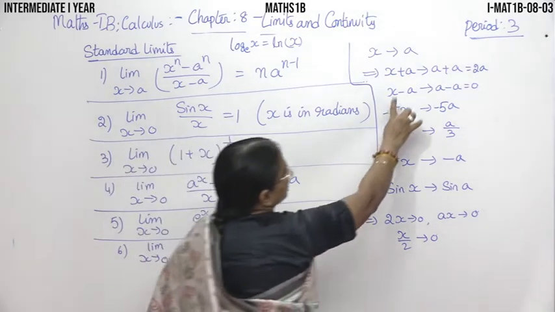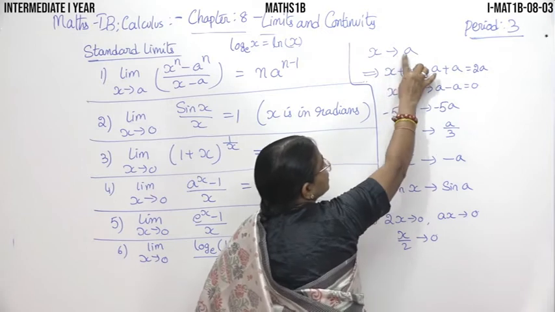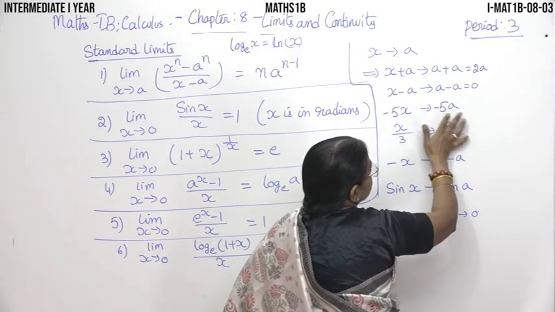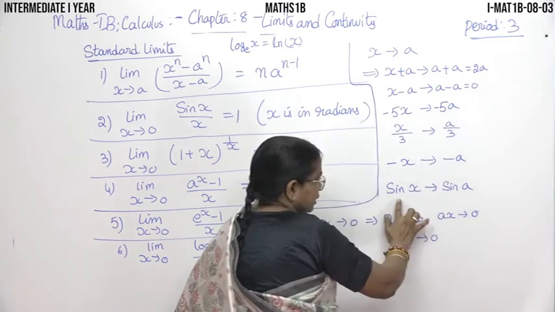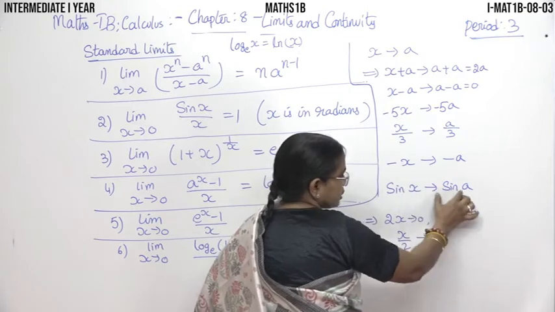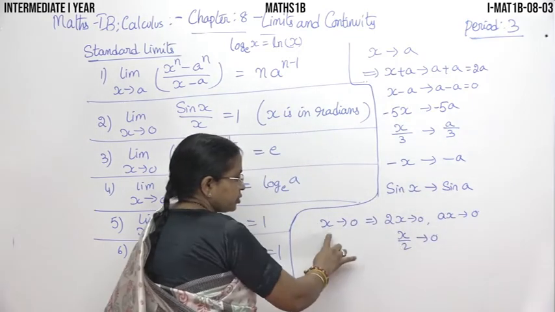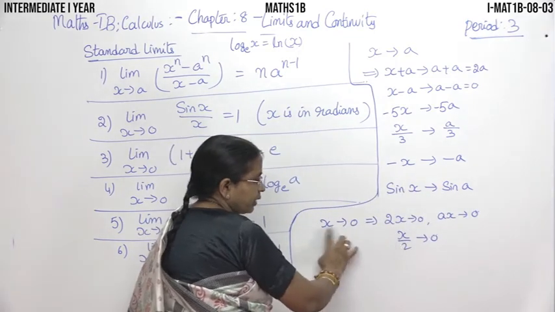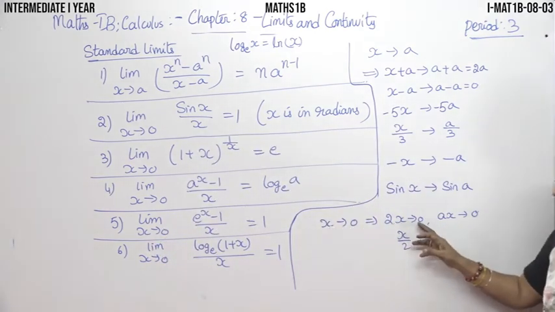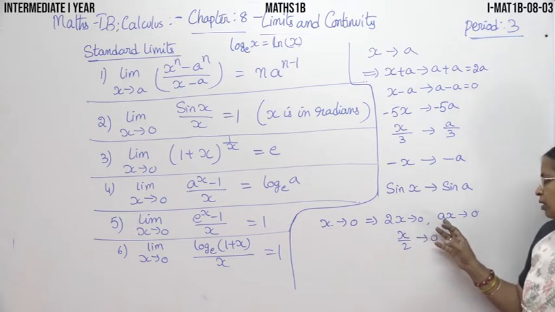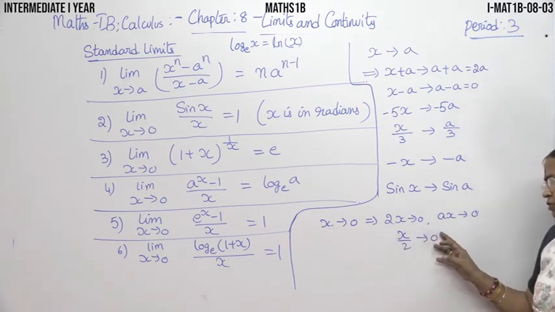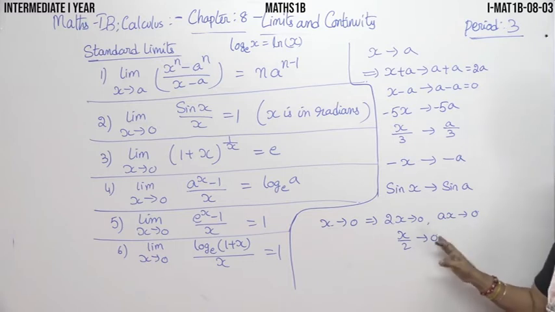Now, as I said, when x tends to a, x plus a tends to a. Add a on both sides, subtract a on both sides, multiply, divide. Sin x, you can apply same trigonometric ratio on both sides. Now, x tends to 0 means 2x, when you multiply this by 2 on both sides, 2 into 0 is 0 only. ax also tends to a into 0, 0. x by 2 tends to 0 by 2, that is 0 only, like this.